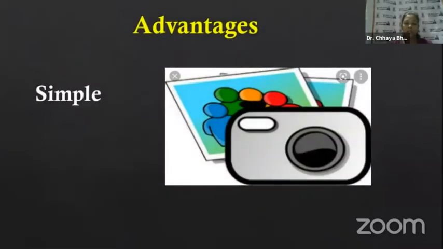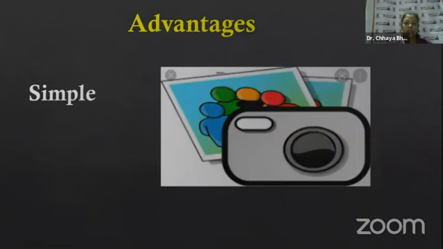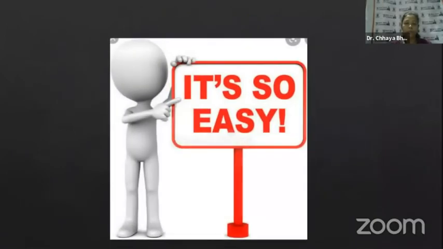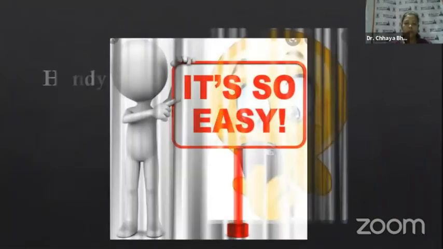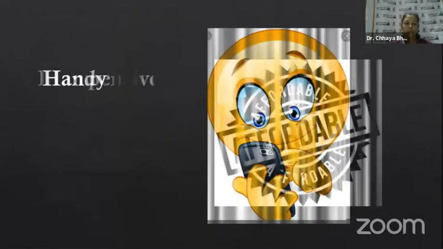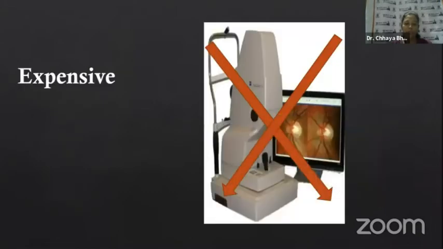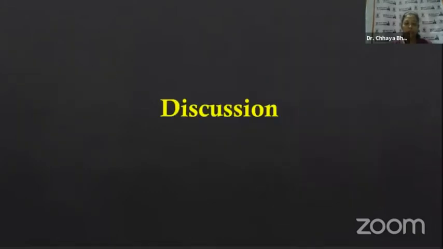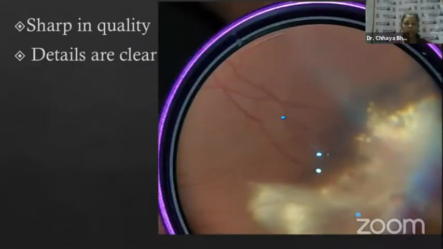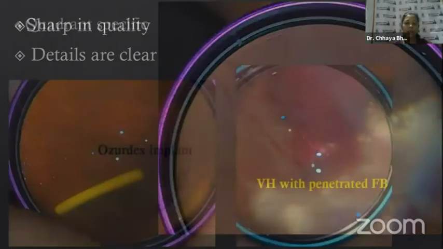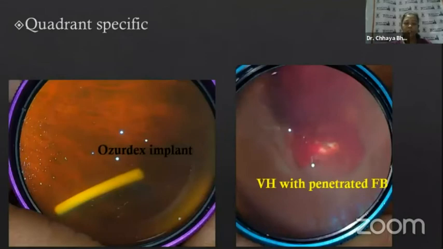So the advantage of this technique is that it is simple, easy to capture, very handy. It is affordable in comparison to the expensive equipments. The picture is sharp in quality, details are very clear. One can take quadrant specific photographs, like I have taken here the Ozurdex implant in the inferior quadrant, and this picture shows vitreous hemorrhage with a penetrated intraocular foreign body.